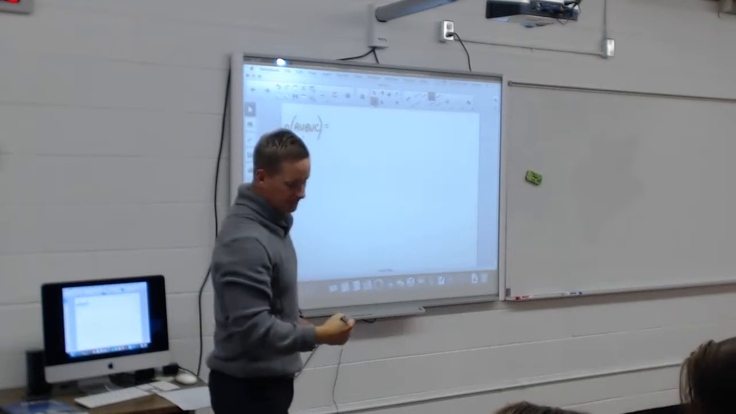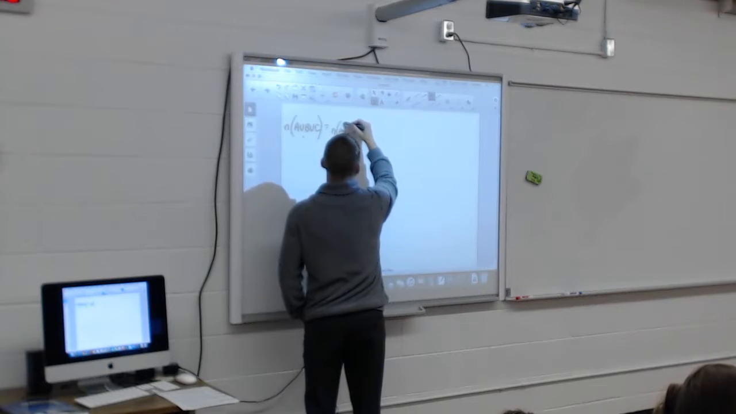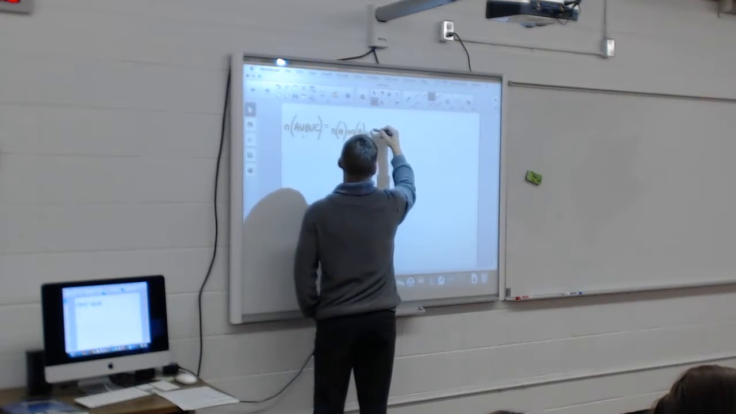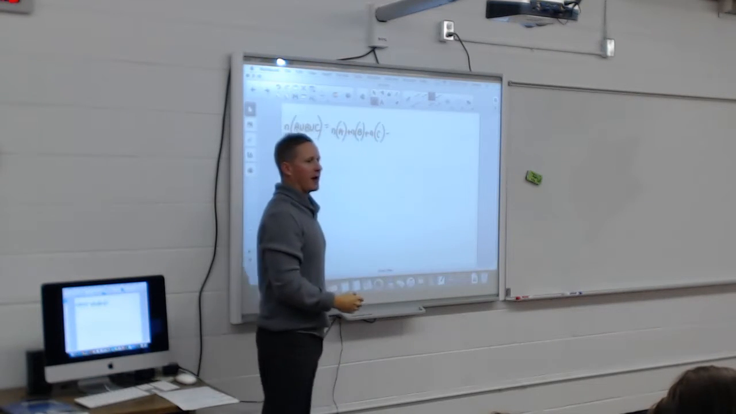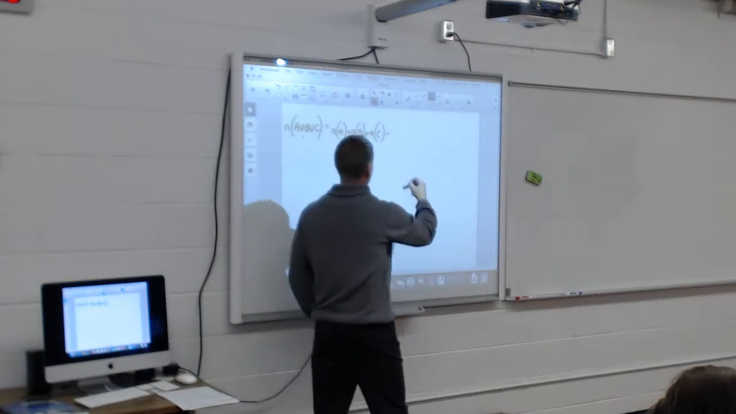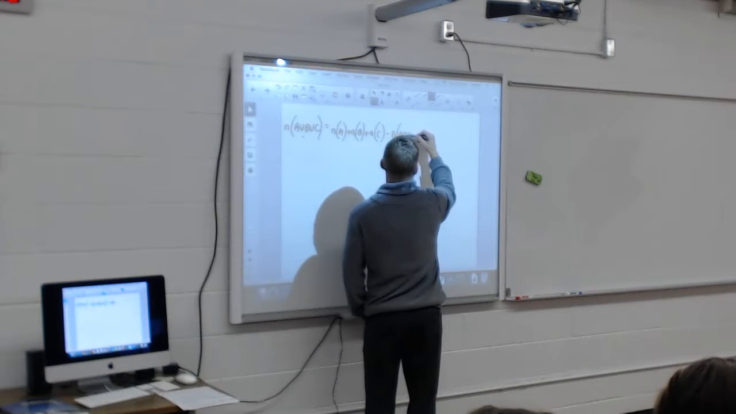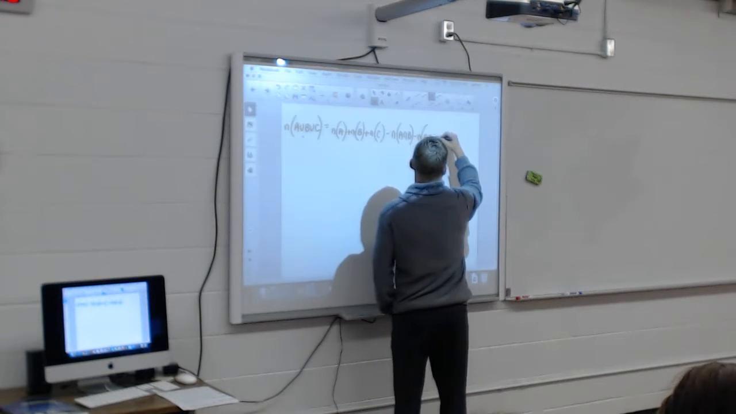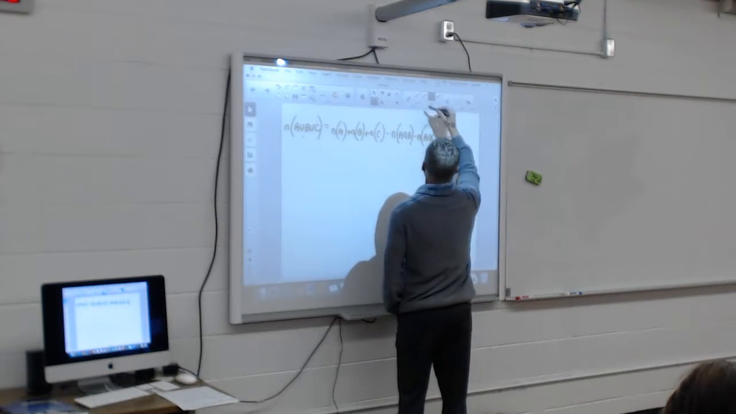So to do this now, I do all of A plus all of B plus all of C, right? And now I've got to subtract. So what am I subtracting? A and B, subtract A and C, subtract B and C.